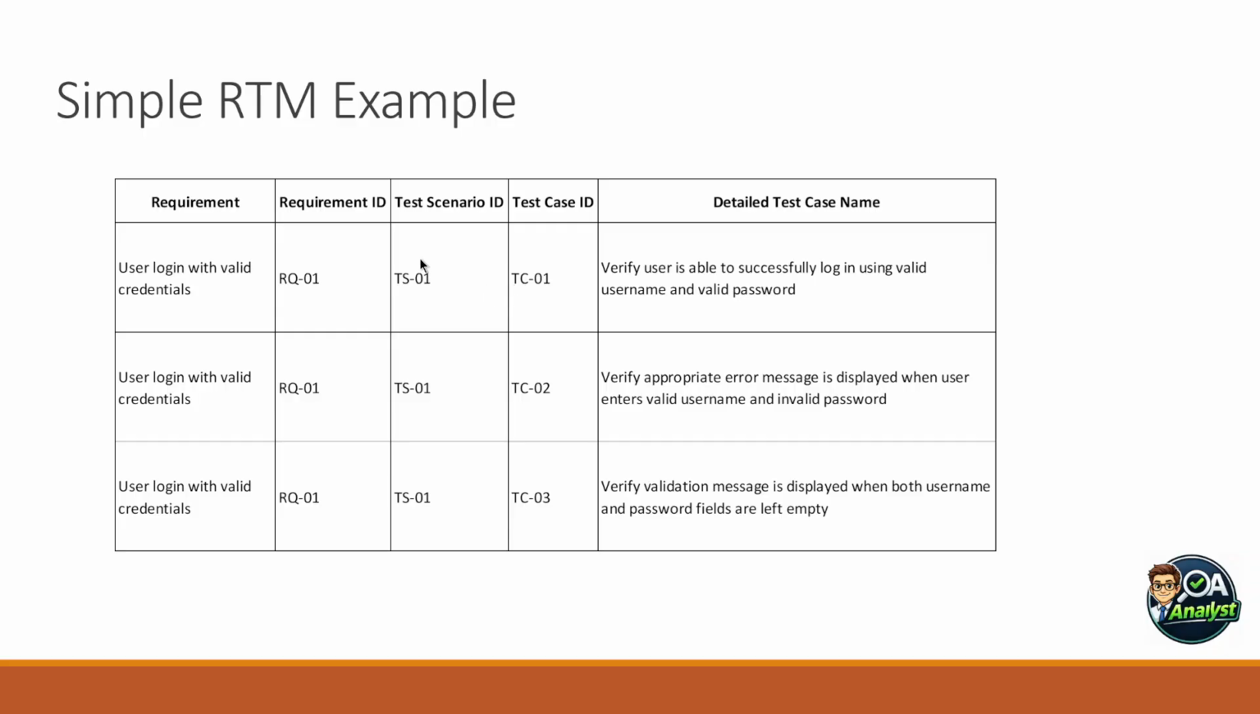For every scenario we have multiple test cases. You see, this is test scenario 1, and for this test scenario we have 3 test cases, test case 1, 2 and 3. So this is the test case ID. First, let's consider valid username and password, that is valid login. Second one is invalid password. And then the third one is empty fields. So these are some test cases.